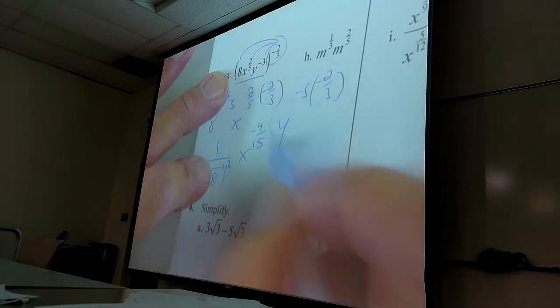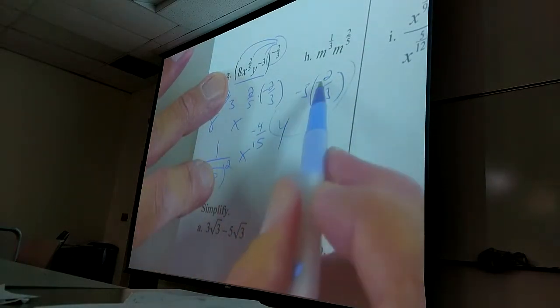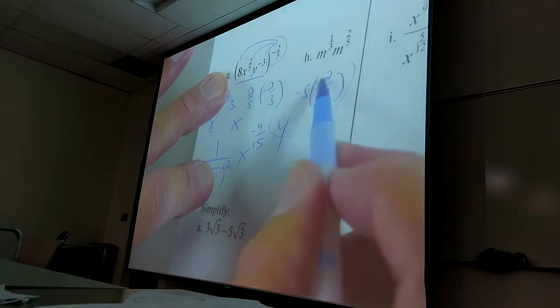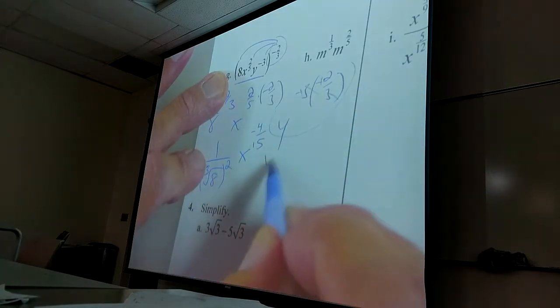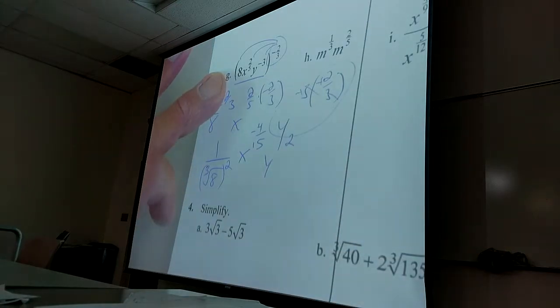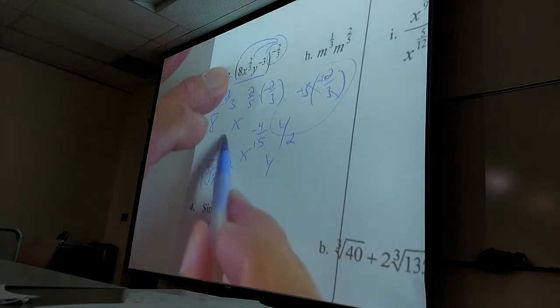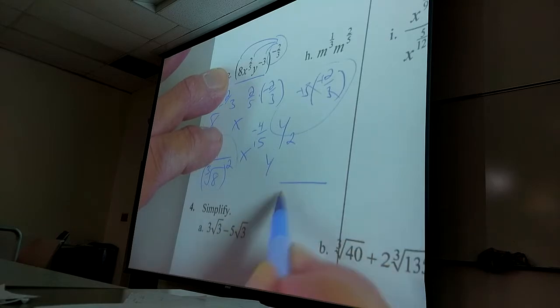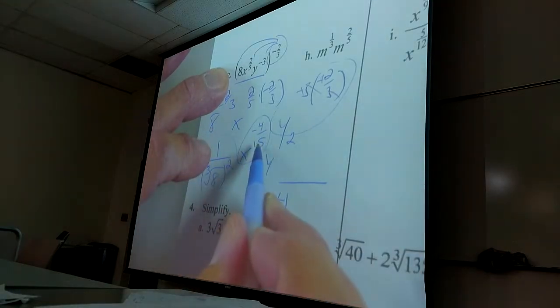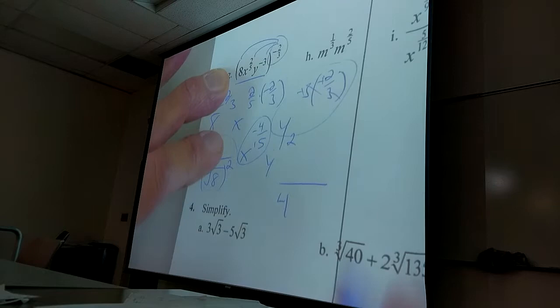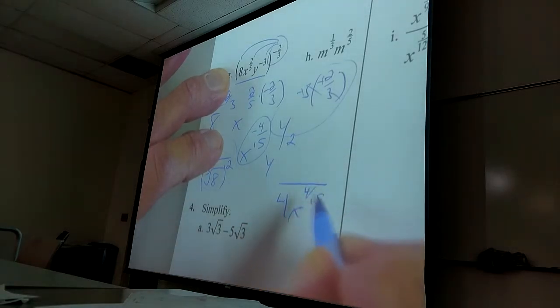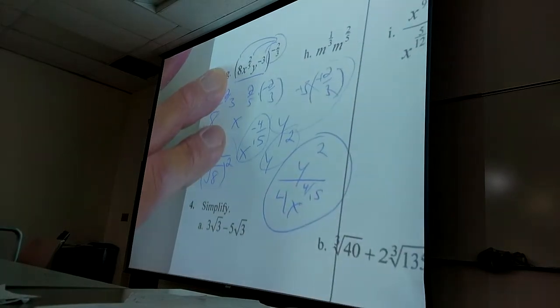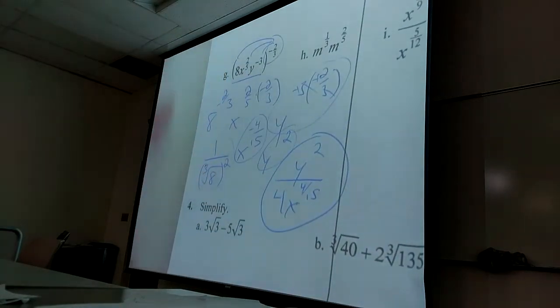And then here, what do I get for a y piece? The negatives. 6 over 3. Well, even better. The negatives cancel and the 3's cancel, so you get y squared. So here I get 2 squared is 4. That's on the bottom, right? This x to the negative 4/15 wants to go down. And what's left on top? Y squared. Bam.